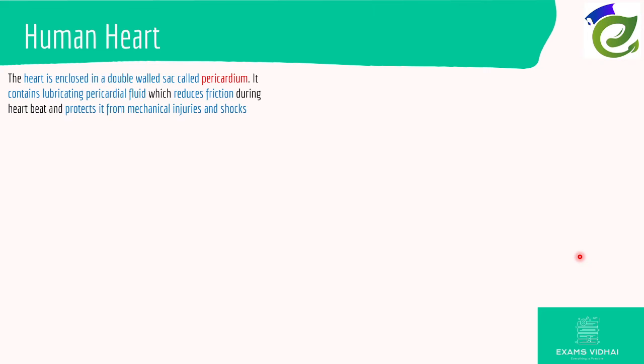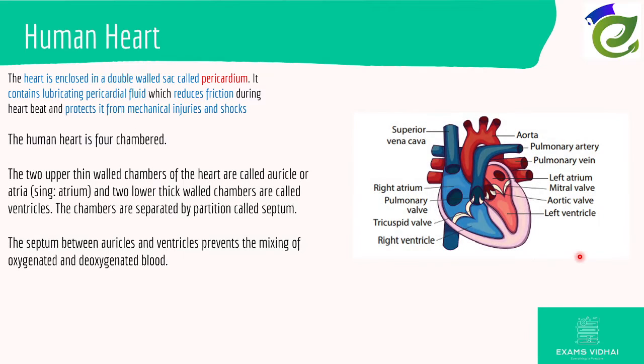The human heart is enclosed with a double-walled sac called the pericardium, and it contains lubricating pericardial fluid which reduces friction from heartbeats and protects from mechanical injuries and shocks. The human heart is 4-chambered, meaning it has 4 different gaps through which blood goes. The two upper thin-walled chambers are called auricles or atria, and the two lower thick-walled chambers are called ventricles. The partition is called the septum. The septum between auricles and ventricles prevents the mixing of oxygenated and deoxygenated blood.